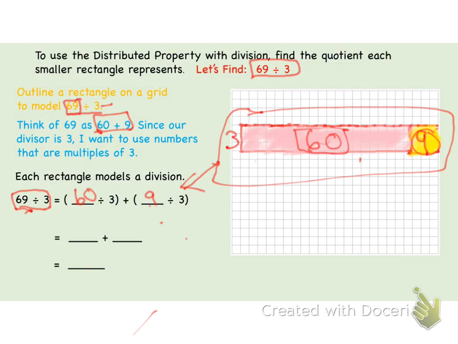I now know that 60 divided by 3 is the same as 6 divided by 3, which is 2, and just put the 0 back. 9 divided by 3 is one of our basic facts, and I know 9 divided by 3 is plain old 3. If I add these two numbers together, 20 plus 3, I get 23. So 69 divided by 3 equals 23.